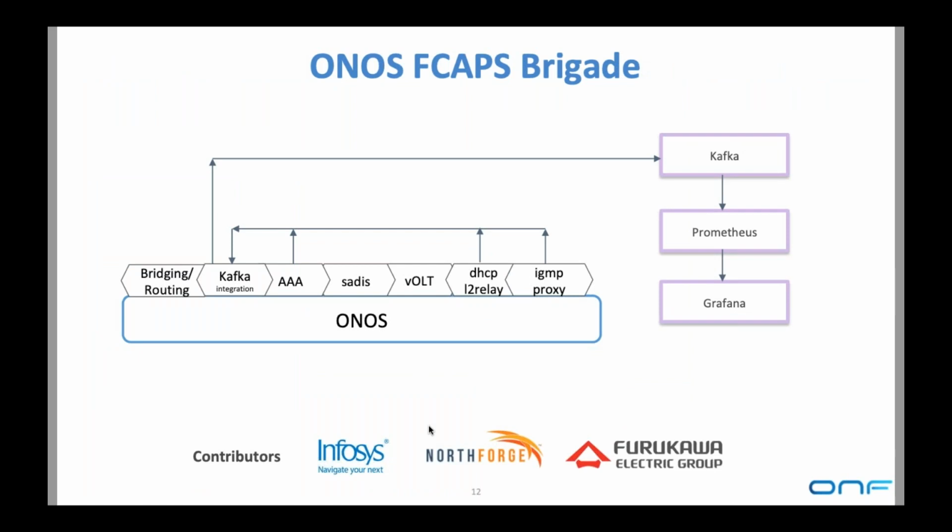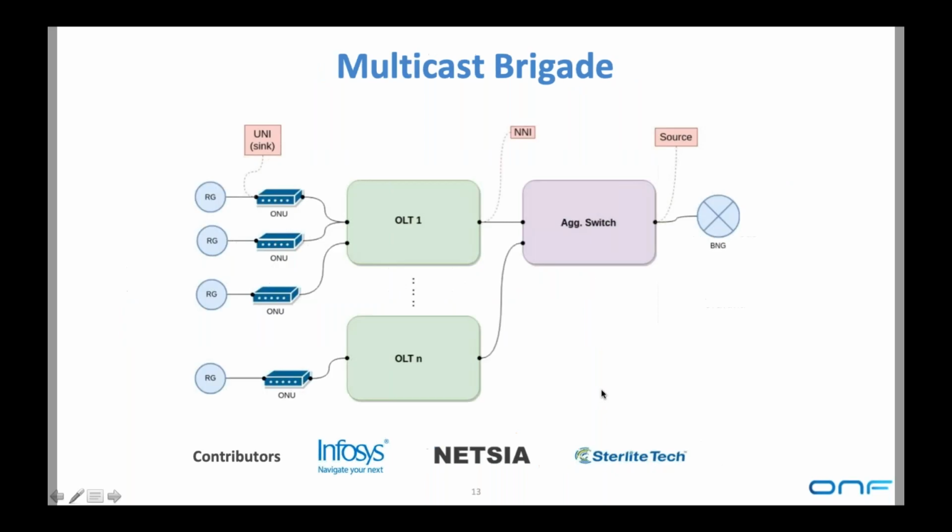Similarly, there is an ONOS FCAPS brigade where information from the various applications on top of ONOS that are used with Volta, such as statistics for EAP poll, RADIUS, DHCP relay, and in the near future IGMP, are all published onto the Kafka bus via this Kafka integration application. That's how it enters the NEM monitoring infrastructure. We have a lot of contributors from Infosys, Northforge, and Furukawa Electric working on the ONOS FCAPS brigade.